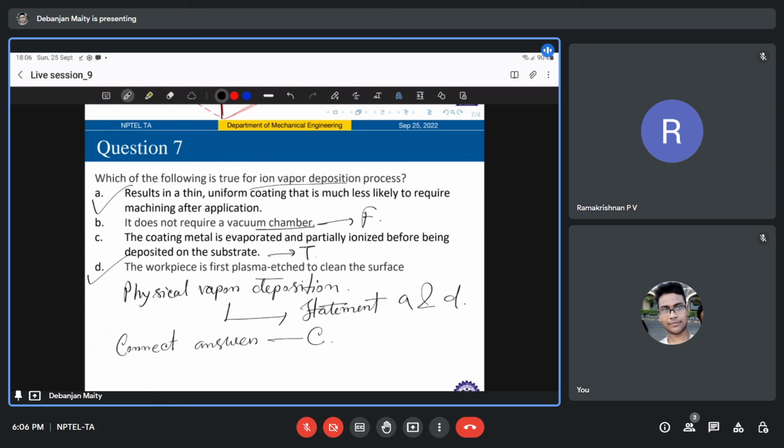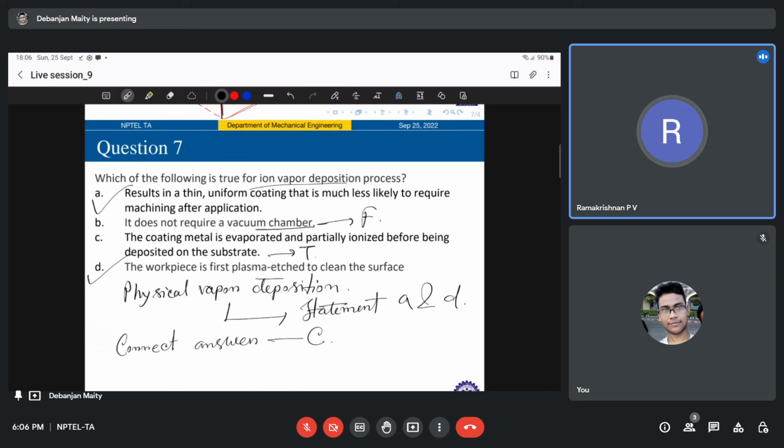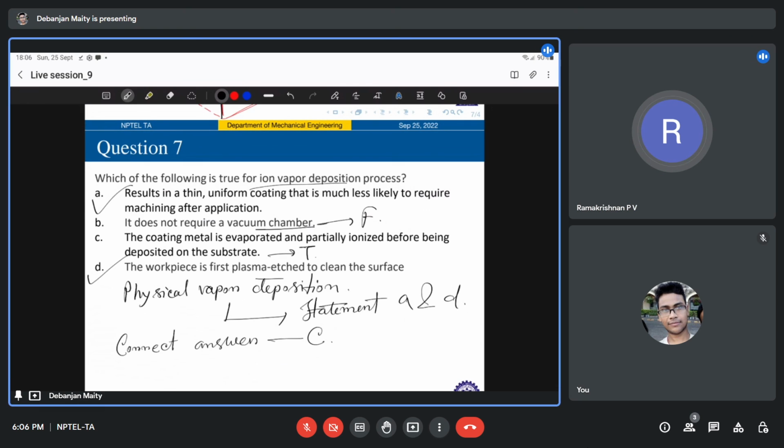So in physical vapor deposition also, the coating metal is basically forced into the gas phase by either evaporation or ion plating. And in ion vapor deposition also, there is some kind of evaporation, and also partial ionization, which is not present there. You are right. Maybe I need to check and get back to you on the uniformity of thickness, whatever the comment is.